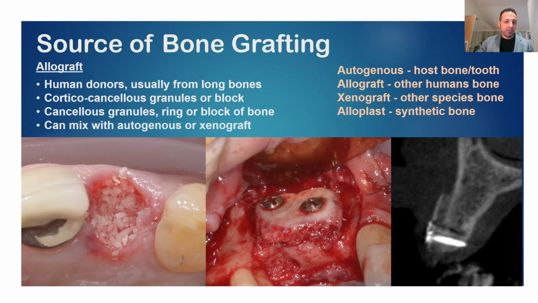And you can also mix allograft, so other humans' bone can be mixed with autogenous bone from the host, or with animal bone. We'll talk a little bit about mixing synthetic bone in there as well. You can actually do that, but the most common way that allografts are used is usually these days with the host bone or with xenograft, animal bone.